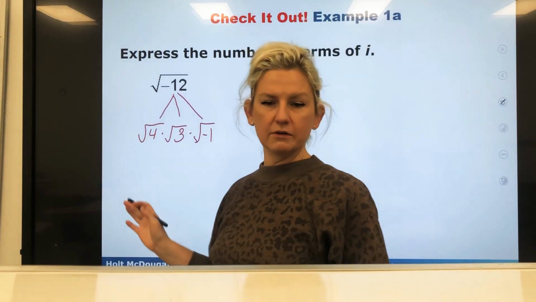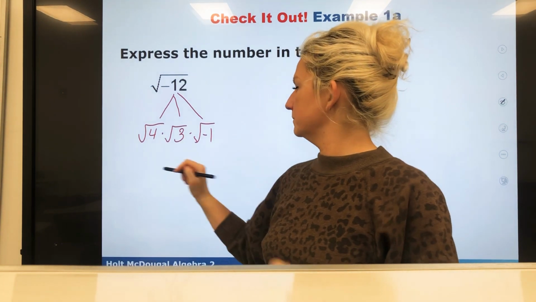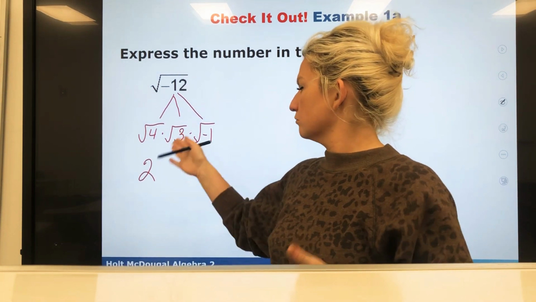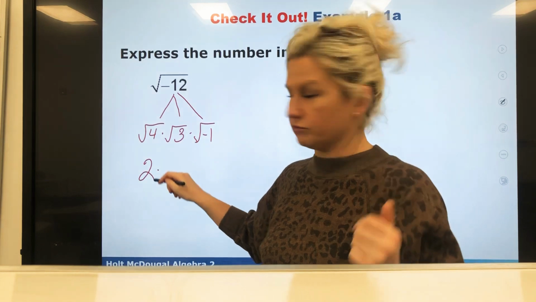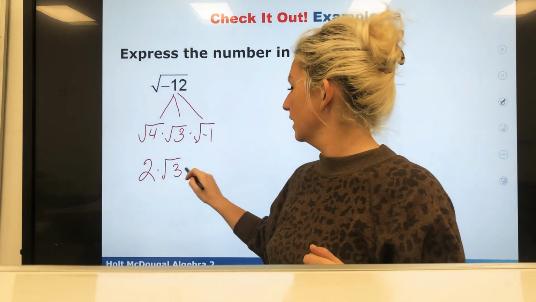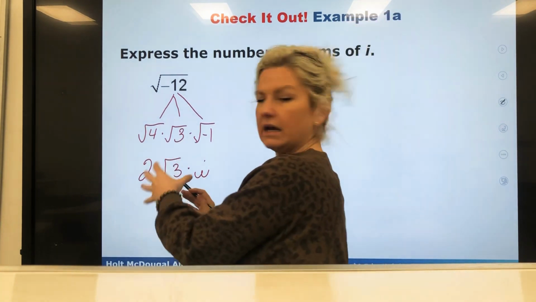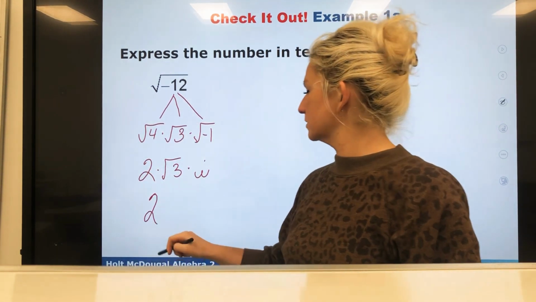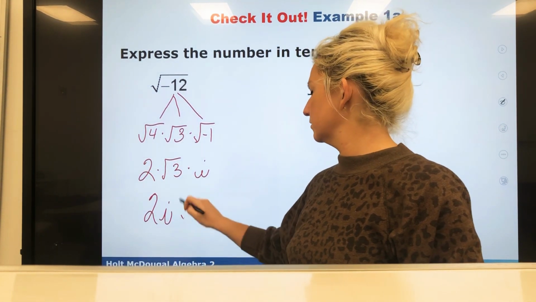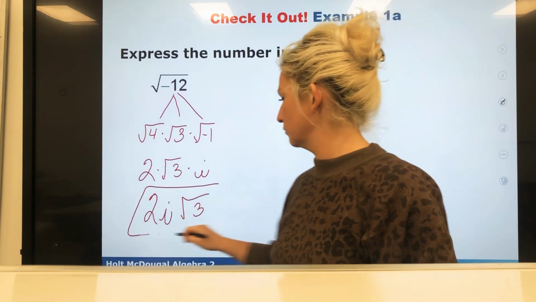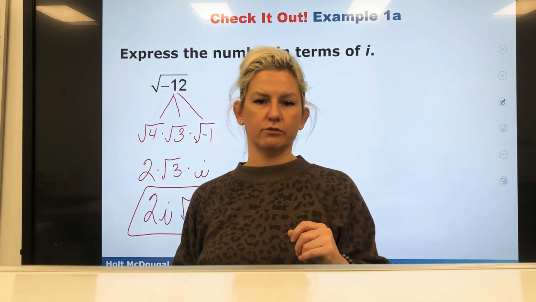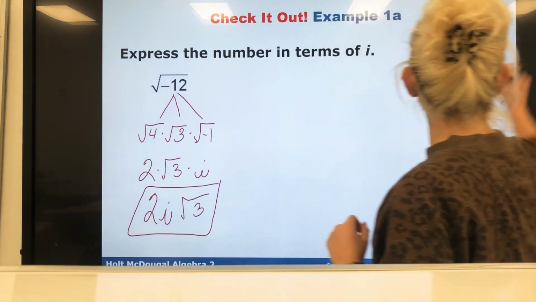So now we simplify, right? What is the square root of 4? 2. Radical 3 is just radical 3, right? You can't do anything to that. And then this is i. Okay? So the way we like to write it, you put the real part first, then the imaginary part, and then you leave your radicals last. So this one would be 2i radical 3, okay?